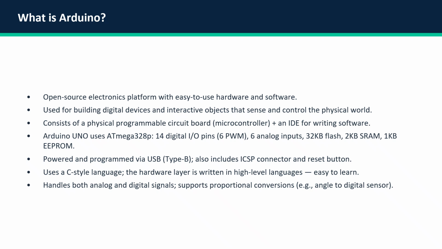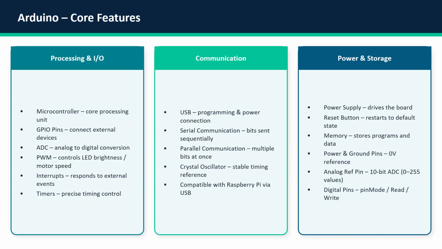This is powered and programmed through USB. It also includes an ICSP connector and a reset button. It uses a C-style language. The hardware layer is written in high-level languages. It is easy to learn. It can handle both analog and digital signals. The features of Arduino are processing and I/O, communication, and power and storage.